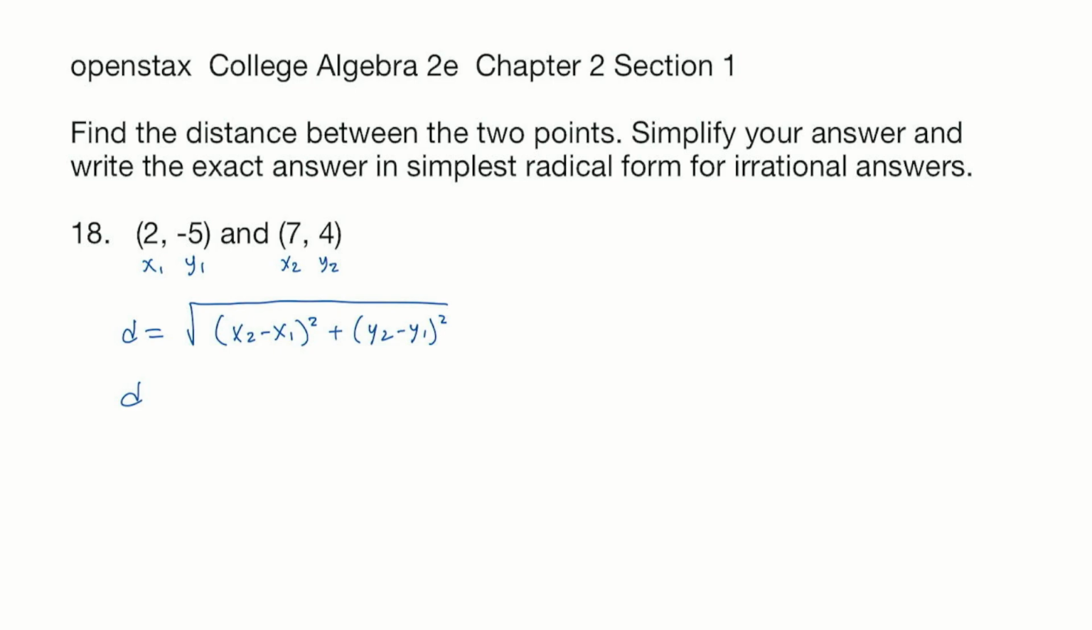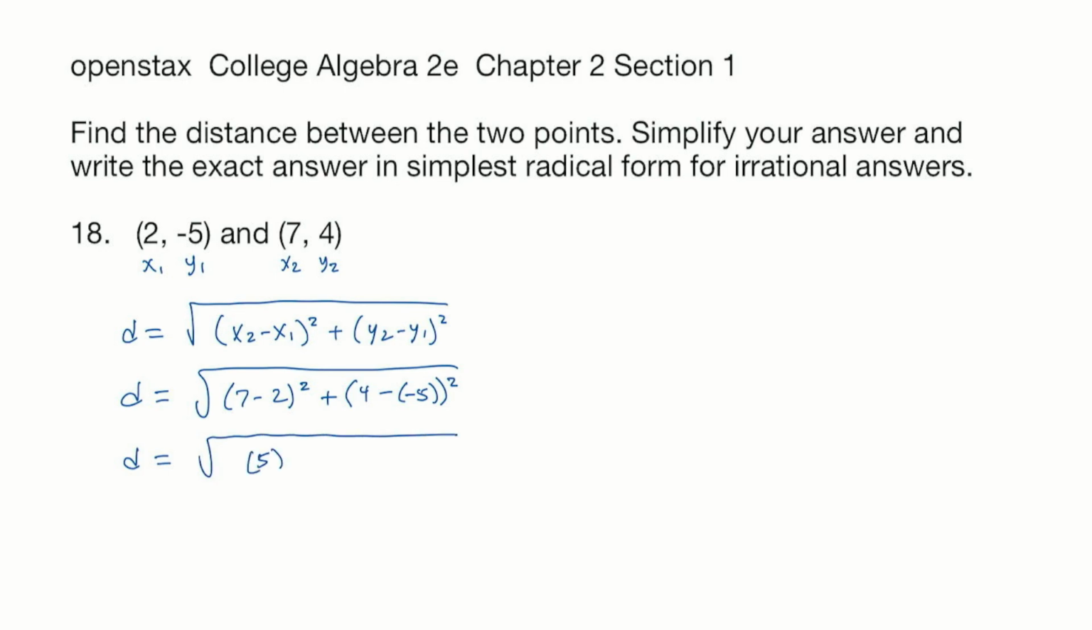All right, and so we have x2 is 7 minus x1 is 2. We square that plus y2 is 4 minus y1 is minus 5. So we need to write minus 5 and then we square that. Okay, 7 minus 2 is 5 and we square that. A minus minus is a plus, so we have 4 plus 5.